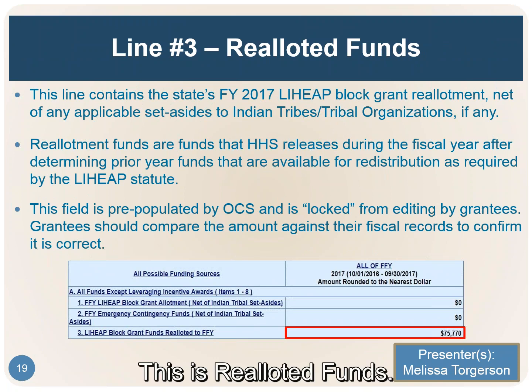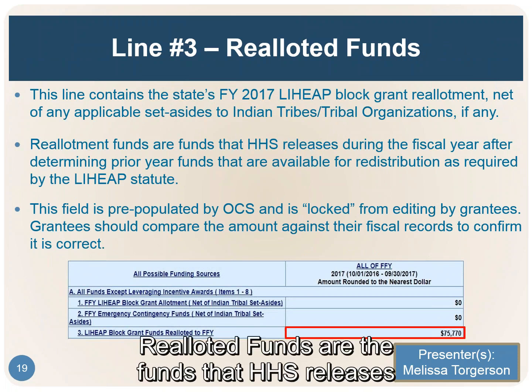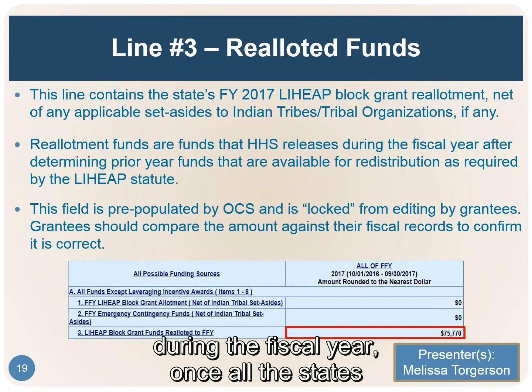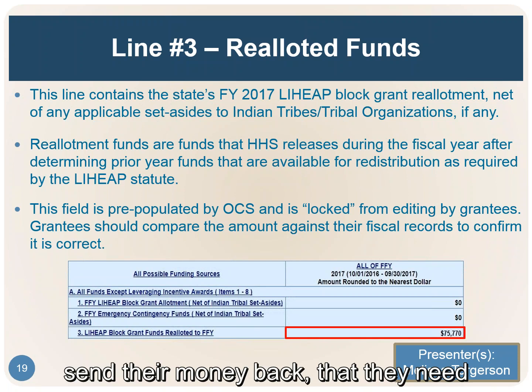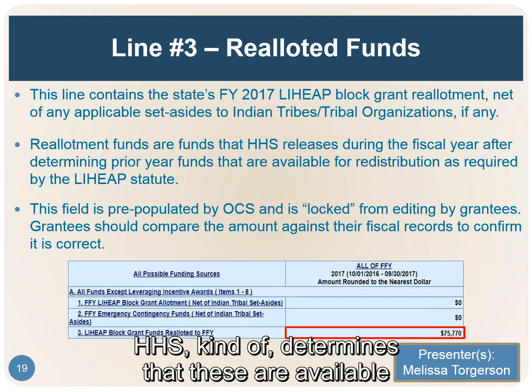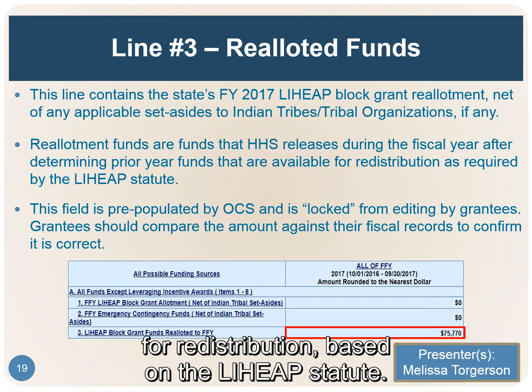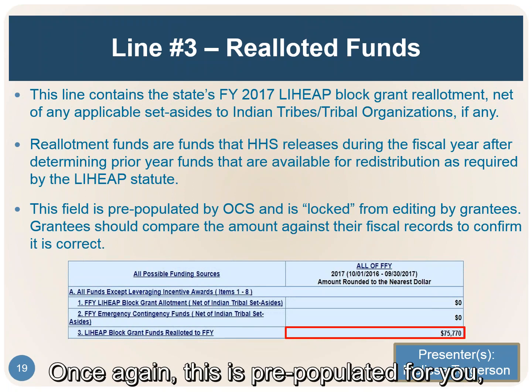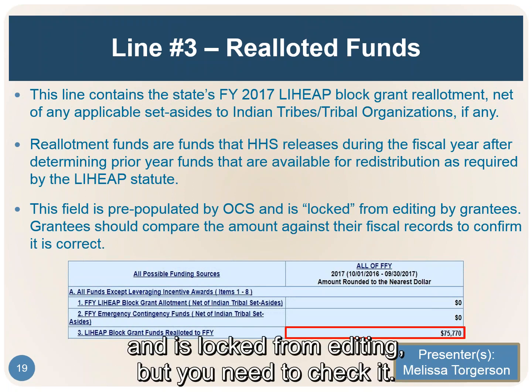This is reallotted funds. Reallotted funds are the funds that HHS releases during the fiscal year once all the states send back the money they need to send back to HHS, and HHS determines that these are available for redistribution based on the LIHEAP statute. Once again, this is pre-populated for you and is locked from editing, but you need to check it.